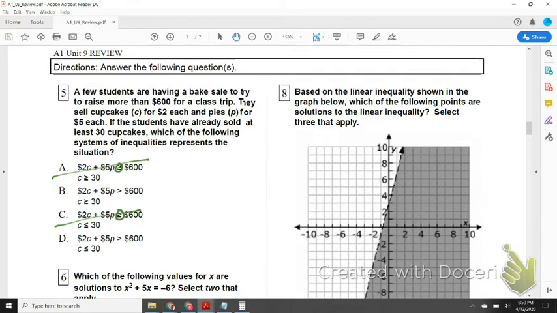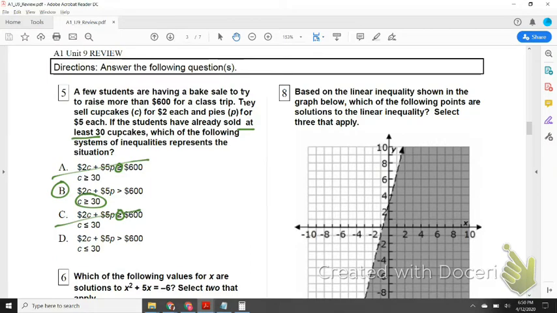All right, the second part says, if the students have already sold at least 30, that means they could sell 30 or more than that. Okay, so they've already sold 30, they can't sell any less, so therefore your answer is going to be B. It's going to be C is greater than or equal to 30, because if you got at least 30, you've got 30 and more. Okay?